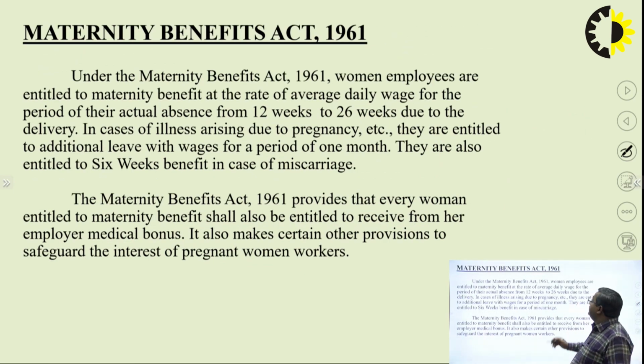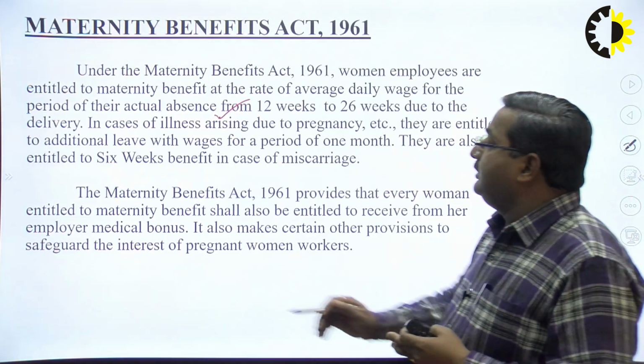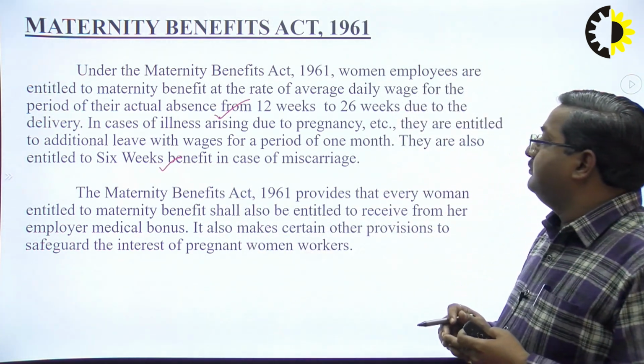Maternity Benefit Act 1961. Under the Maternity Benefit Act 1961, women employees are entitled to maternity benefit at the rate of average daily wage for the period of their actual absence, from 12 weeks to 26 weeks, due to delivery. In cases of illness arising due to pregnancy, etc., they are entitled to additional leave with wage for a period of 1 month. They are also entitled to 6 weeks benefit in case of miscarriage.